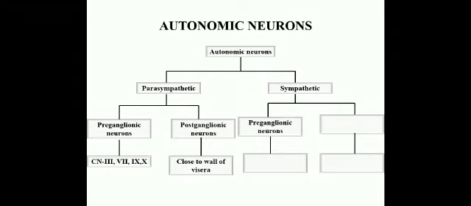Sympathetic also has preganglionic neurons and postganglionic neurons. The preganglionic neurons are present in the lateral horn of the T1 segment to the lumbar segments, that is T1 to L2. The postganglionic neurons are present as ganglia away from the viscera.